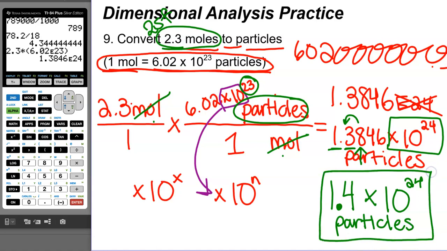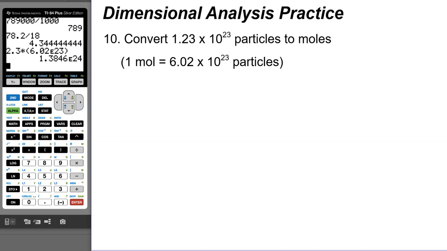That is our final answer. A lot of work here, but you'll get much more used to typing this kind of stuff into your calculator and easily converting between calculator notation and actual scientific notation. Our last problem also is a particle and mole problem, but we're told again that 1 mole still equals 6.02 times 10 to the 23rd particles. This time we're starting, it says convert 1.23 times 10 to the 23 particles to moles.